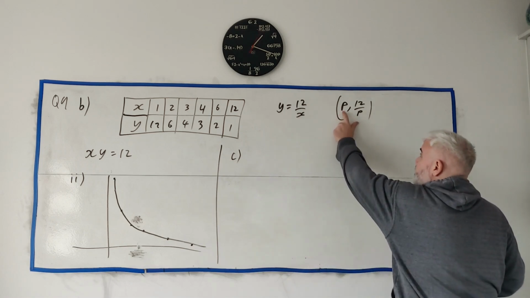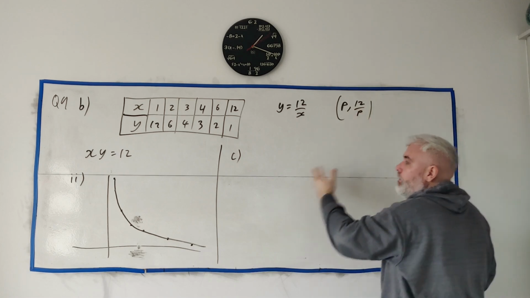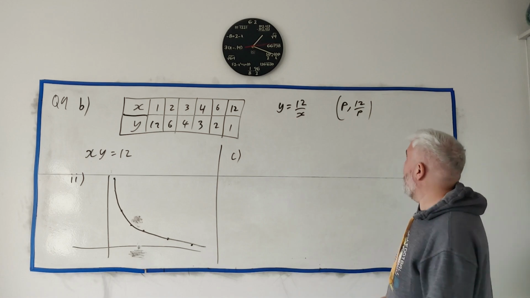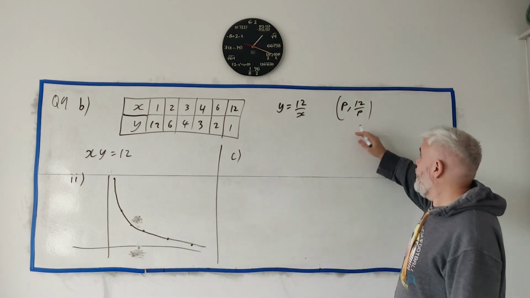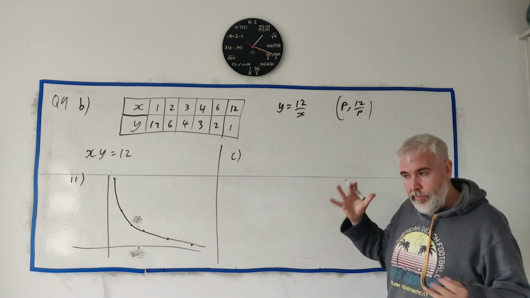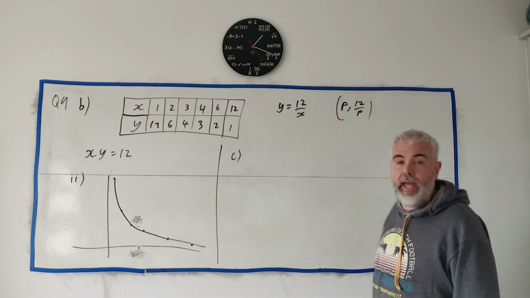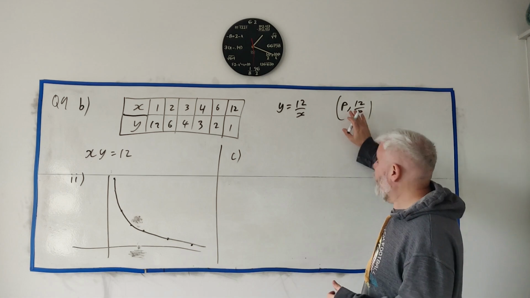Imagine if P was equal to 3. 3 and 12 divided by 3, which is 4. And we know that's on it, 3, 4. But this could be any number. It might be 2.7. It might be 94.3. It could be any. It could be pi, and 12 divided by pi. Any number. They want us to show the equation of a tangent at this point.